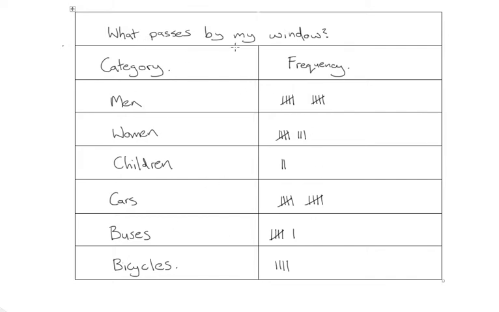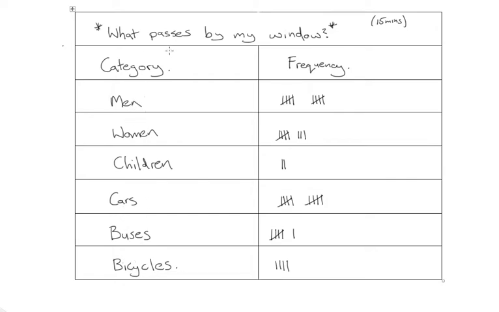Not exactly the same, but I wanted you to have a title on the top. So the title of the tally, the survey you were going to do. So this one's called What Passes By My Window. And I asked you to look out the window for maybe 15 minutes or 10 minutes even. And then I wanted you to write down category at the top left and frequency here at the top right. And then I asked you to choose different categories.